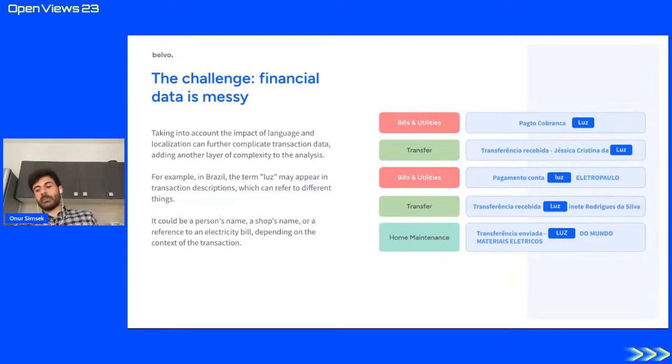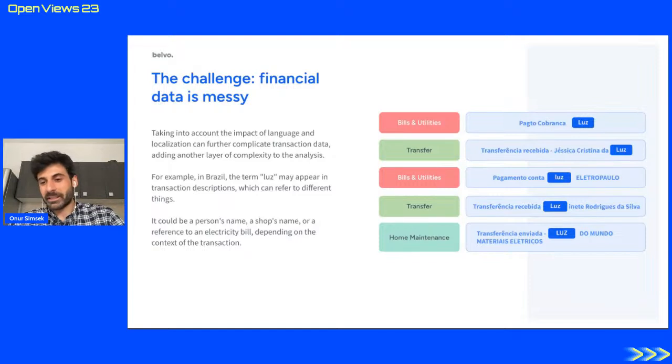And one more step, there is another challenge here, which is language and localization. For example, the first example you see, pago de cobrança luz, is basically bills and utilities. But when you go to the second example, you see transferencia recibida Jessica Cristina da Luz, where Luz is actually a person's surname. So actually this is a kind of transfer.